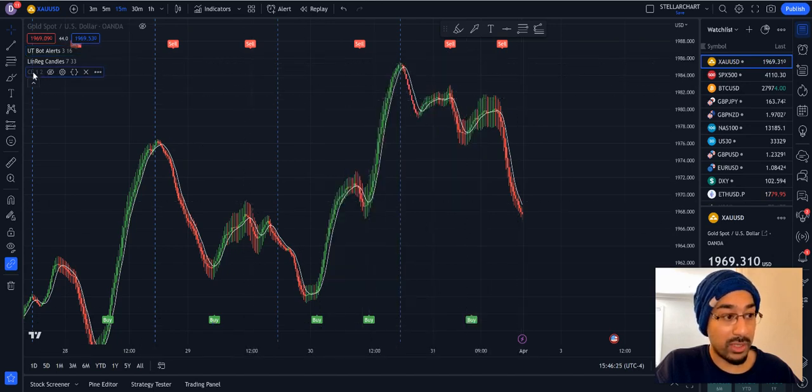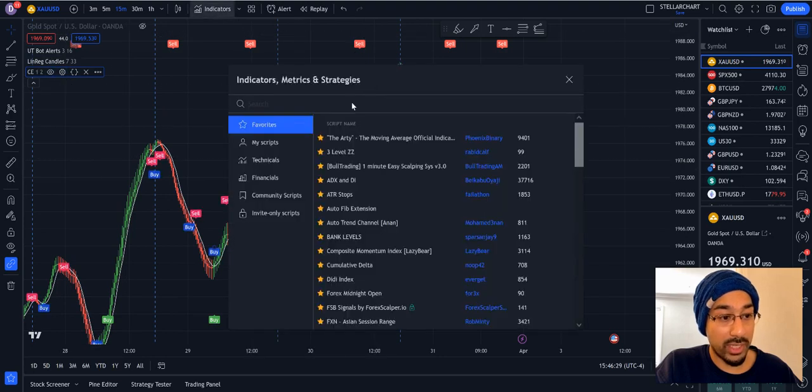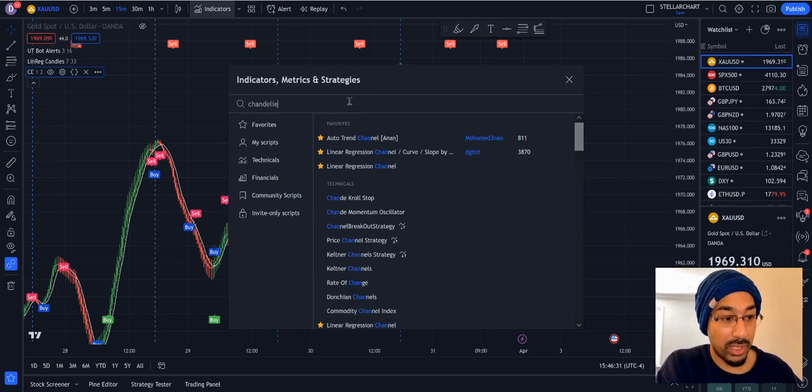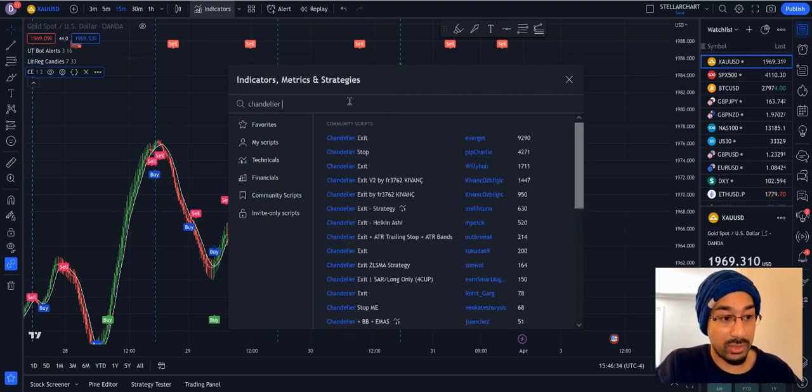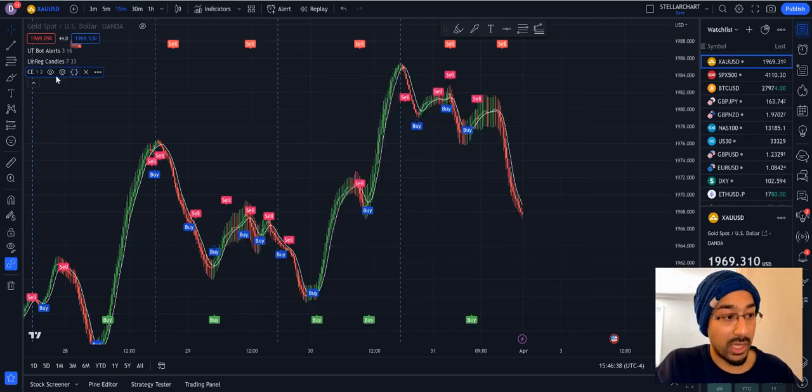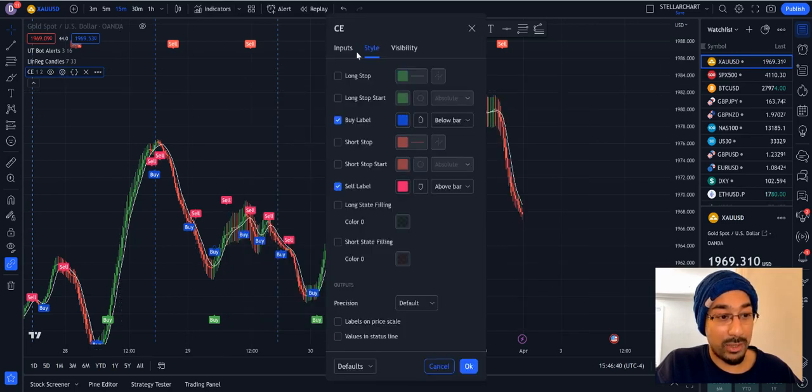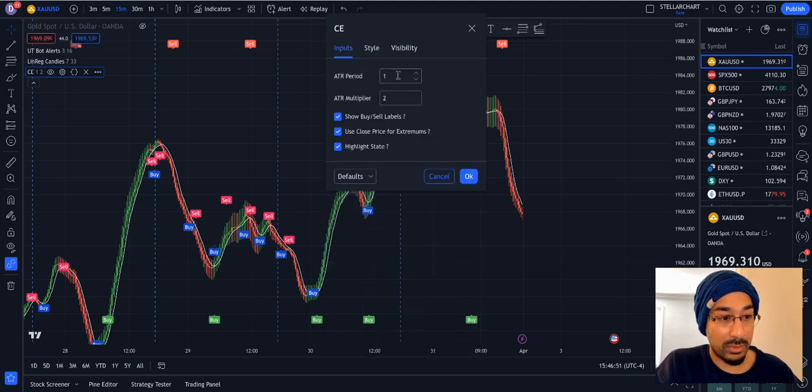Finally, I'm going to bring on the chandelier exit indicator. This is very commonly used as an exit indicator, but we can use it to get into our own trades themselves. That's the chandelier exit indicator by Everget. This first one is just fine, and then you come to settings. In the style, I've only ticked the buy label and the sell label. The buy label I've chosen below the bar, and the sell is above the bar, and I've changed the color slightly from blue and pink. On the inputs tab, I've kept 1 and 2 for the ATR period and ATR multiplier, and then just click OK.